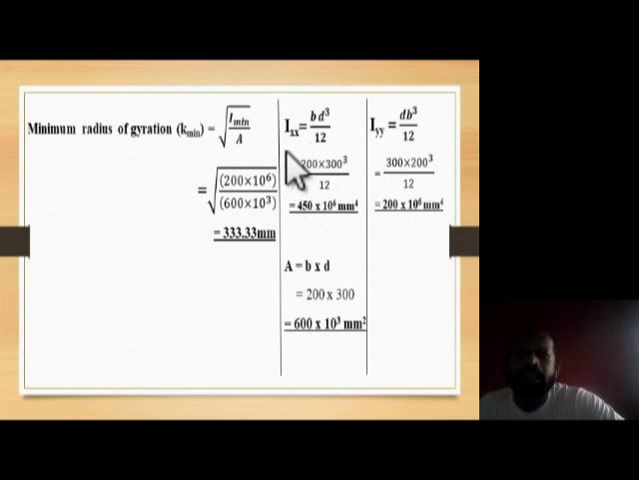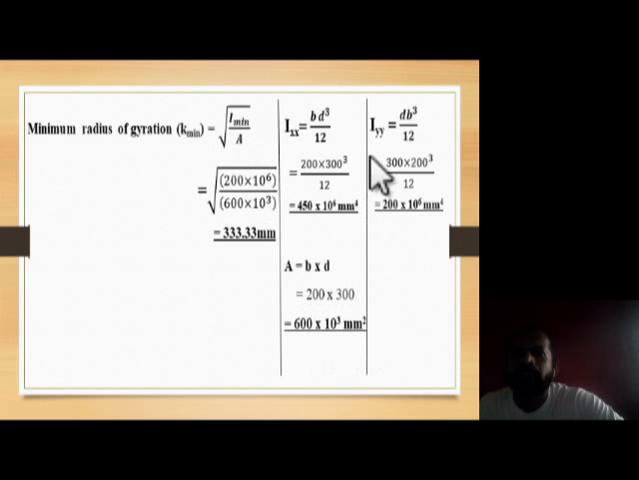Among these two, Ixx and Iyy, the minimum is 200 into 10 raised to 6, that is Iyy. Take the minimum value of Iyy in this equation to find out the minimum radius of gyration. The cross sectional area of a rectangular column is B into D. 200 into 300, you will get 600 into 10 raised to 3 millimeter square.